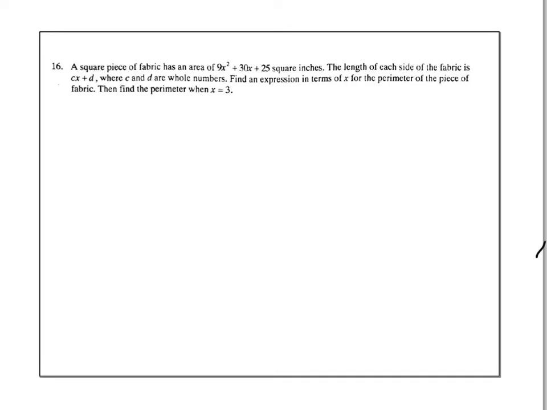So for question 16, it talks about a square piece of fabric, and it says the length of each side is cx plus d. So it just means we need to factor it and get rid of that exponent. Well, I know it's going to be a square, which means my parentheses are going to be the same. So I'm factoring 9x squared plus 30x plus 25.